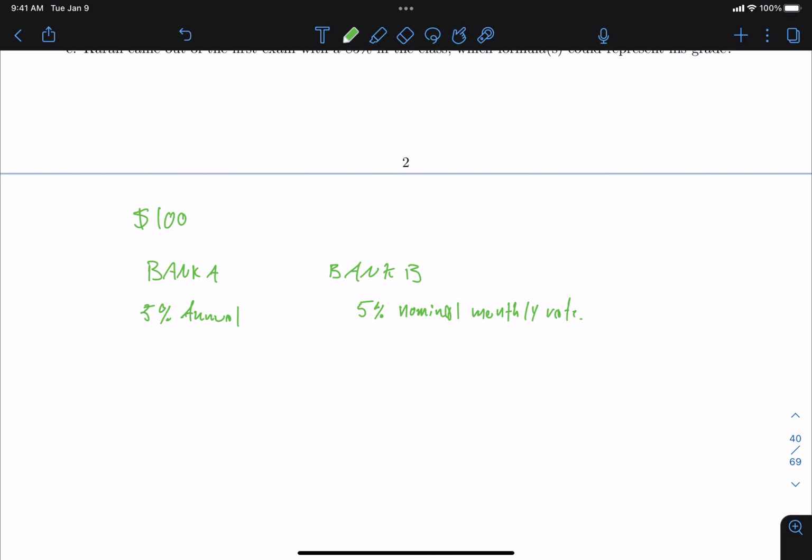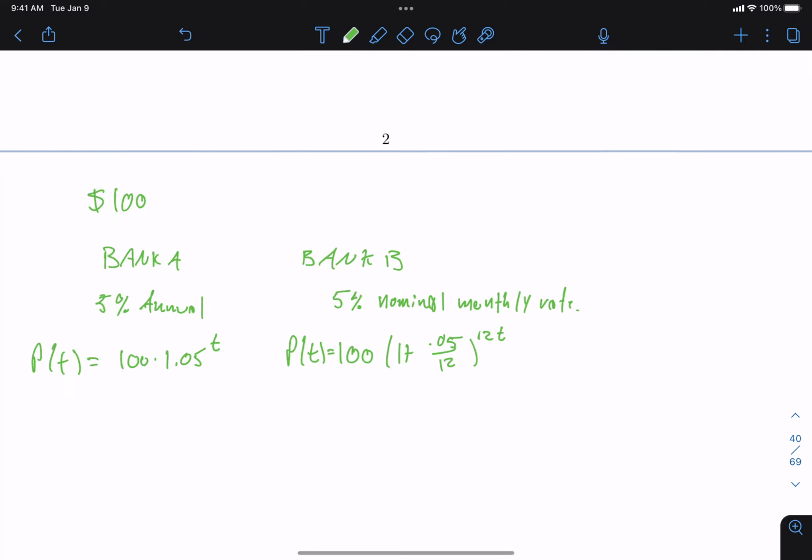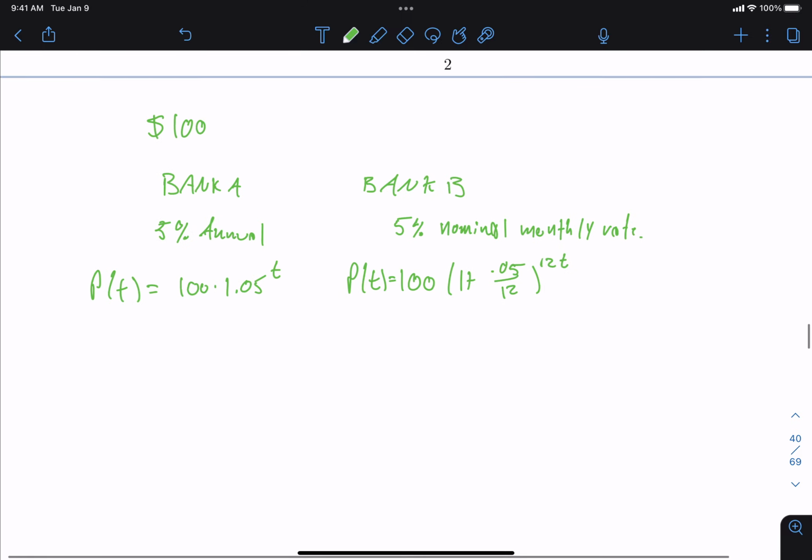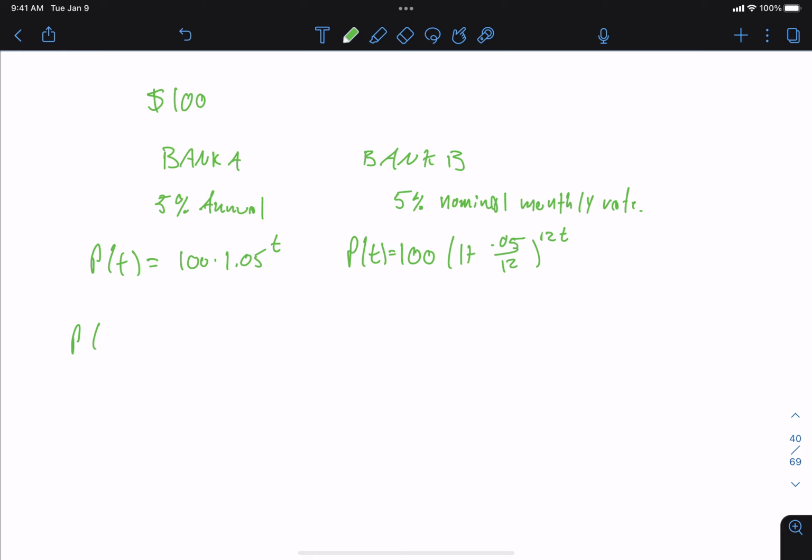So P of T is going to be, for this one, 100 times 1.05 to the power T. Okay, simple. Bank B, on the other hand, is going to be 100 times 1 plus 0.05 over 12 to the power 12t. Okay, big difference. Okay, let's see how it works out. So let's check what's P of 5. So 5 years later, see how much I'm going to have. Well, we can do 1.05 raised to the power 5. I'm going to have something like $127.63-ish.